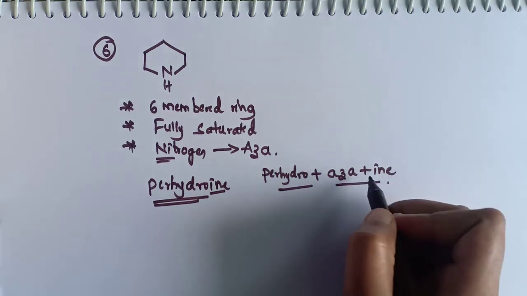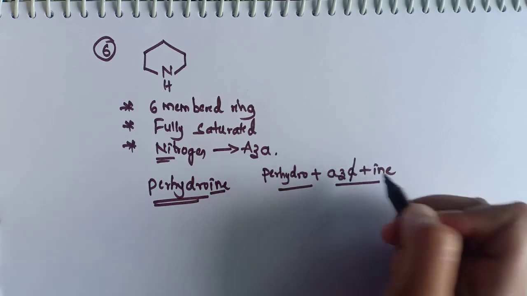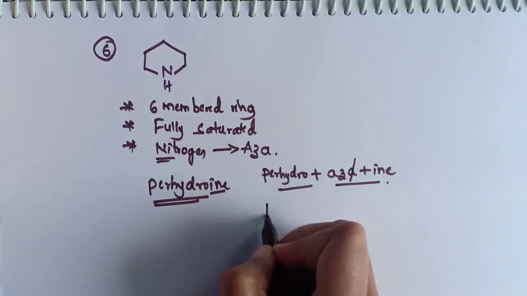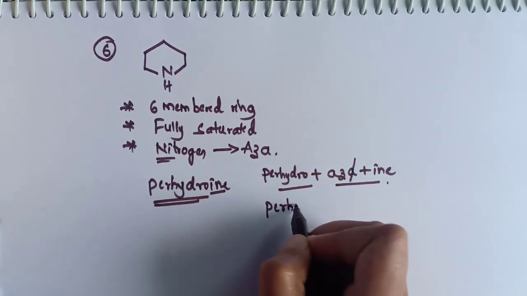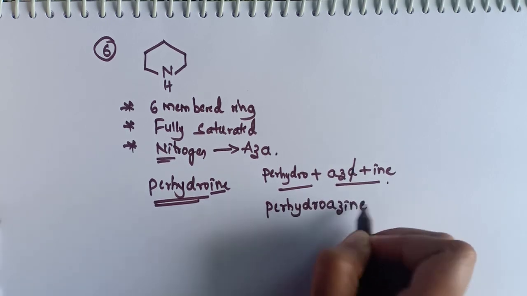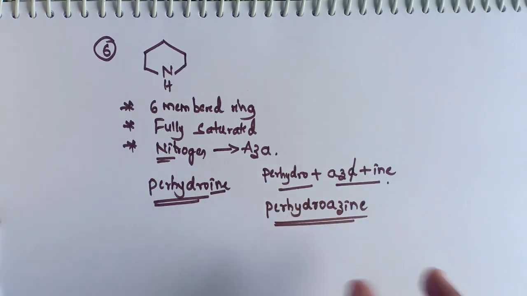But we know that we should cancel the last letter of the first part. So it will become perhydrazine. This compound is named as perhydrazine. This is for the 6-membered ring.